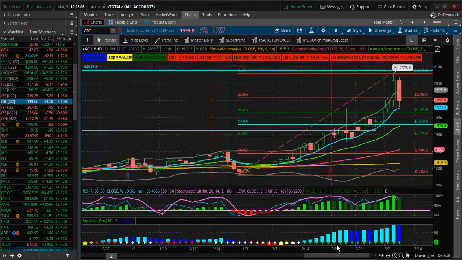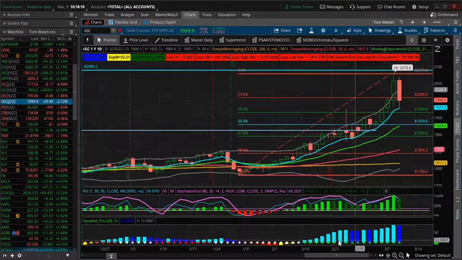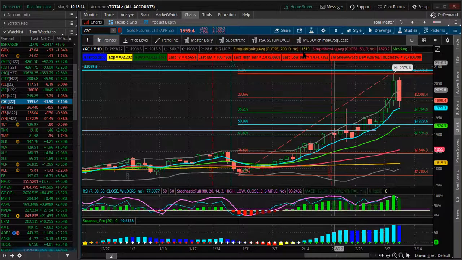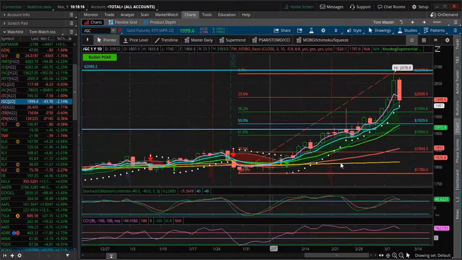Yeah, it's possible, but squeeze continues to fire. Momentum switching maybe a bit today. If we look at the stochastic momentum, yeah, bulls hitting new highs now.